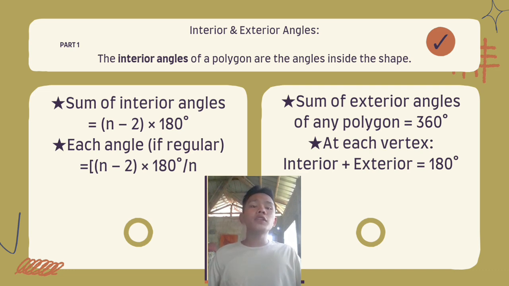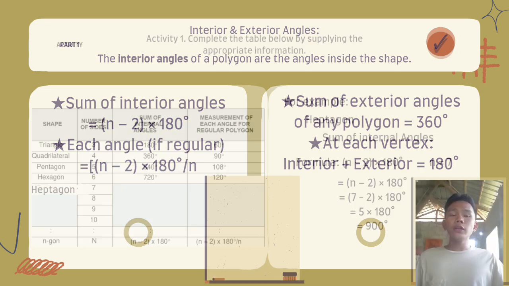So the sum of exterior angles of any polygon is equal to 360 degrees. At each vertex, interior plus exterior is equal to 180 degrees. So here are the examples.